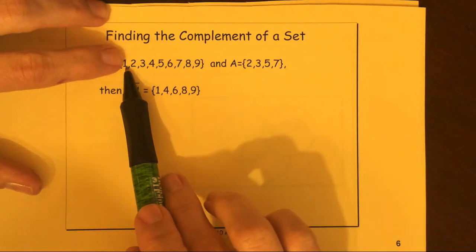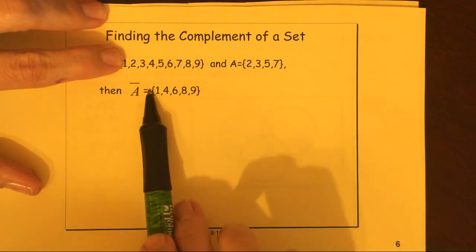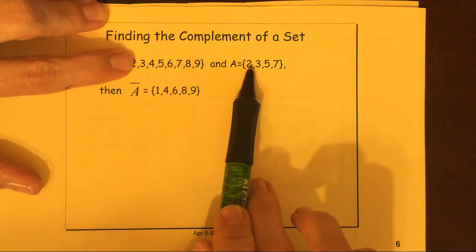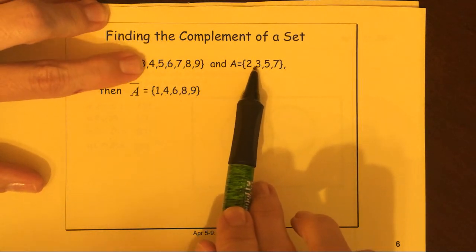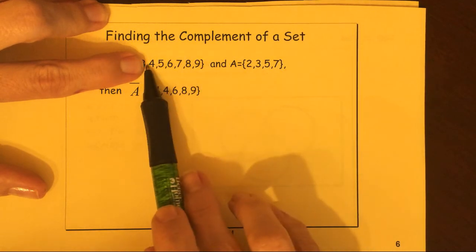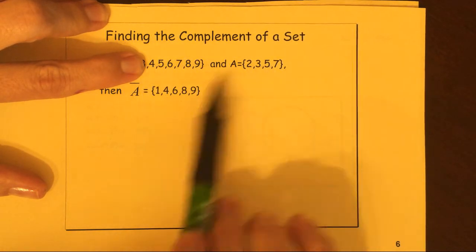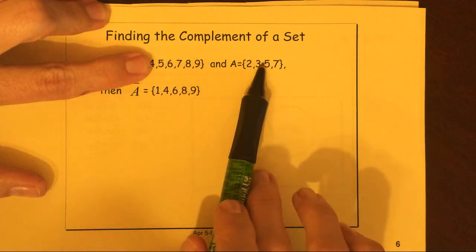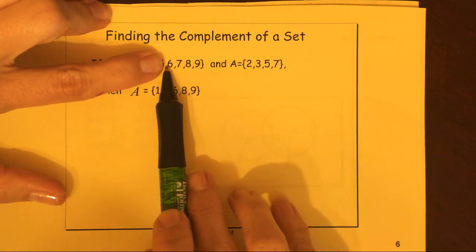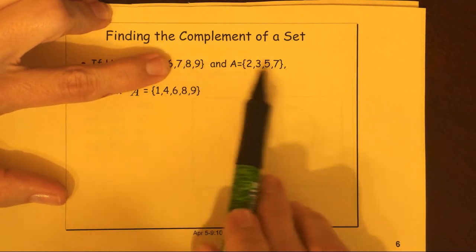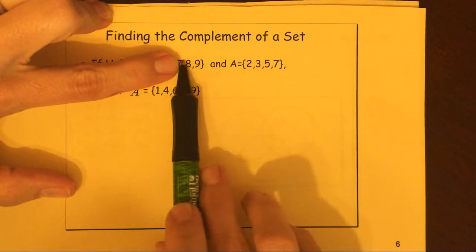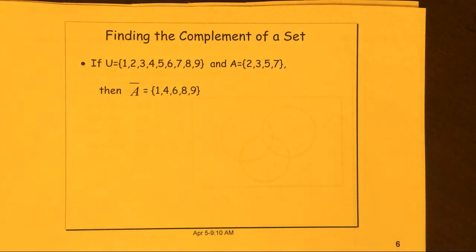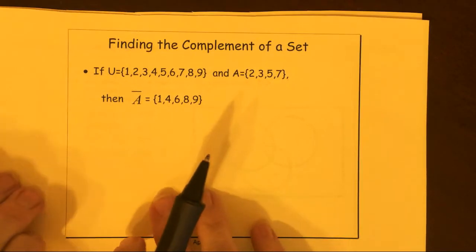So 1 is in the universal, but not in A, so I write it down. 2 is in both of them. I don't write it. 3 is in both of them. I don't write it. 4 is only in the universal. It's not in A, so I write it. So if it's only in the universal, you write it. 5 is in both of them. I don't write it. 6 is only in the universal. 7 is in both of them. I don't write it. I bring down the 8 because it's not there. I bring down the 9 because it's not there. So that's what finding the complement means to do.